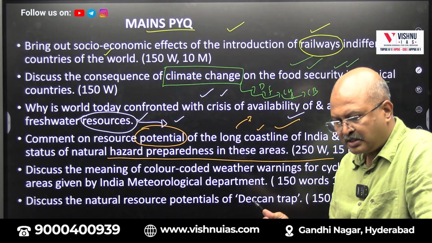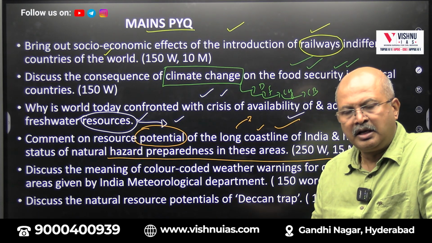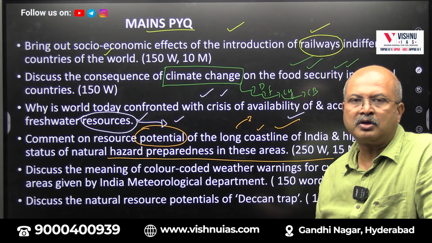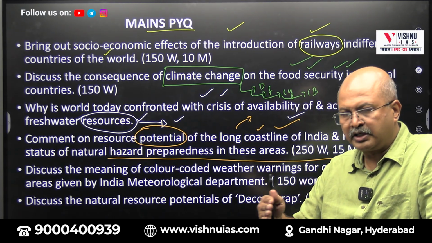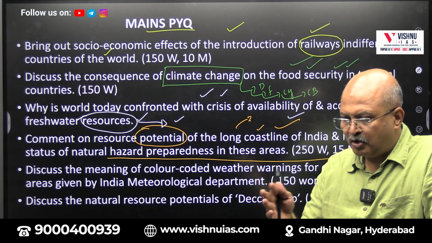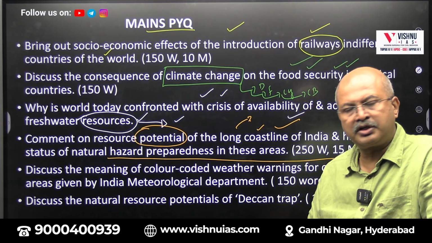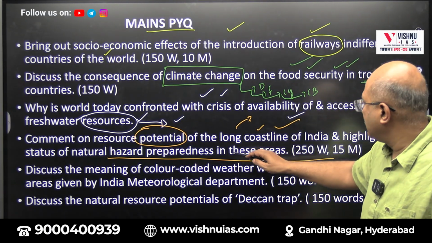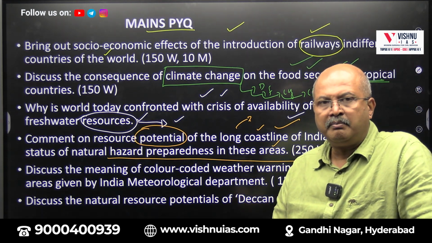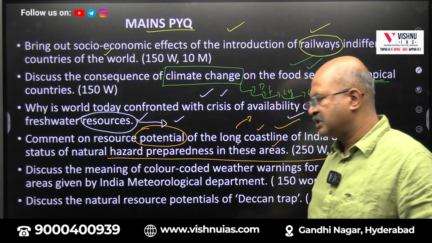So natural hazards means cyclones, storms, tsunamis. They make a huge impact on the coastal communities in the form of coastal erosion, in the form of submergence, and in the form of the losses which can be seen when a large amount of water enters into the coastal regions here. Now, what preparedness is being done? Hazard preparedness: early warning systems, mitigation systems, adaptation systems. So all those should be discussed very briefly.